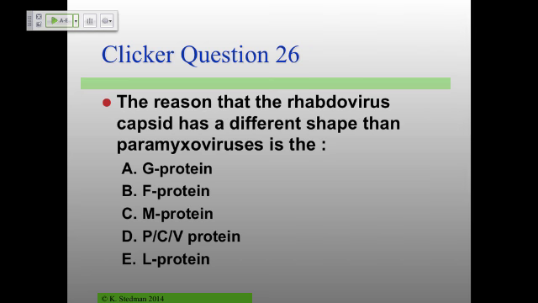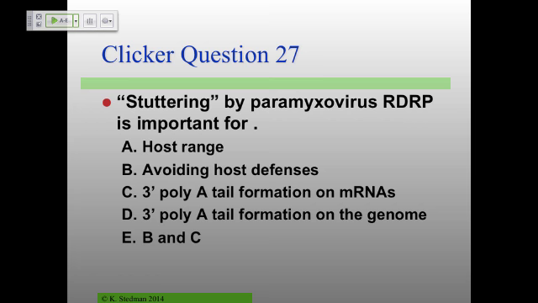So our next question. Stuttering by paramyxovirus RdRp is important for host range, avoiding host defenses, 3' poly A tail formation on mRNAs, 3' poly A tail formation on the genome, or B and C.